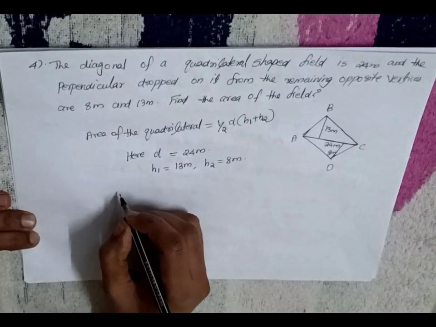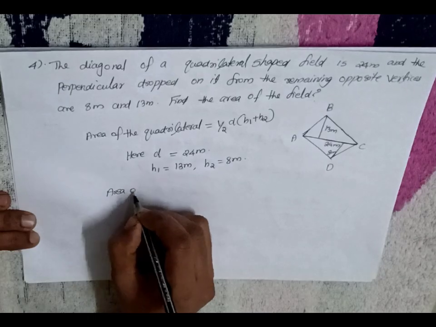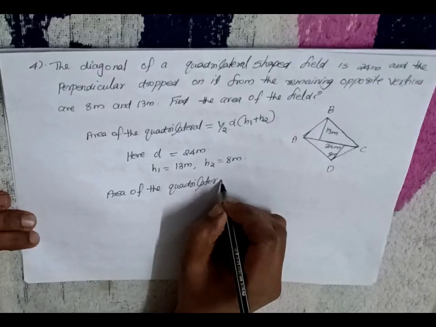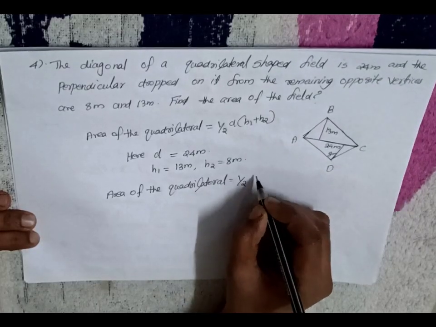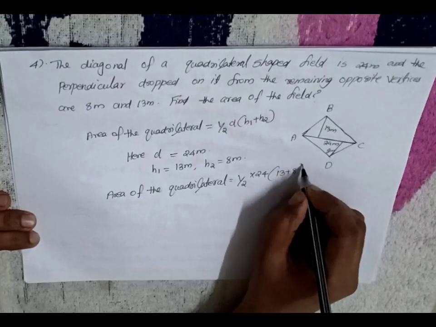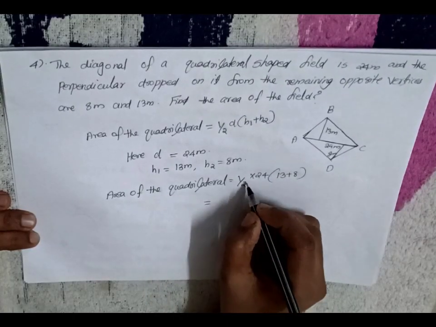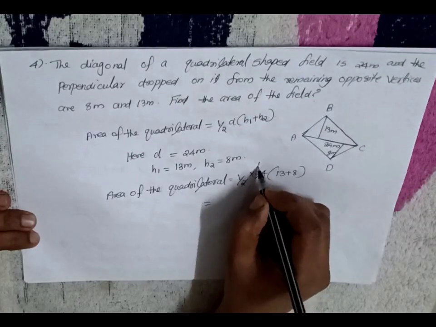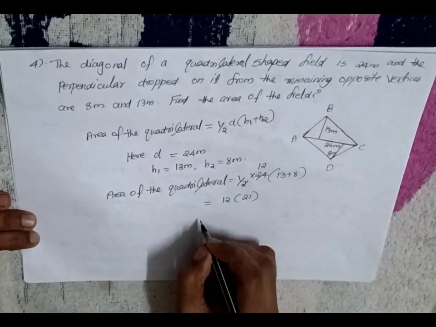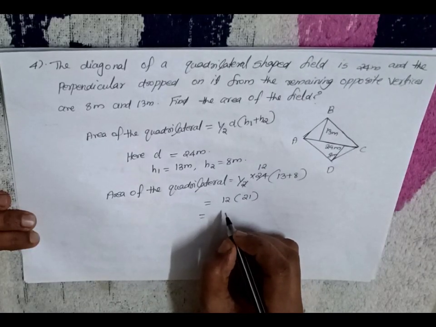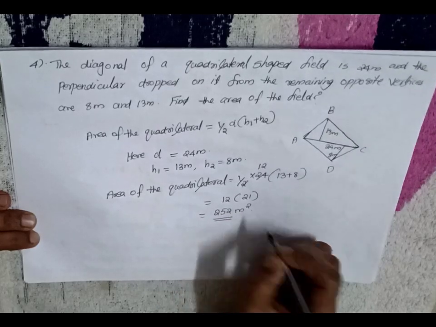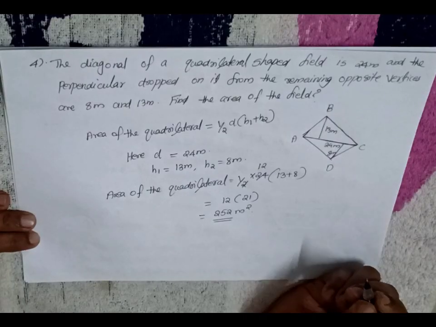Therefore, the area of the quadrilateral equal to half into d, that is 24, into (h1 plus h2), that is 13 plus 8. That is equal to 24 divided by 2, that is 12, into 21. That is equal to 252 meter square. Therefore, the area of the quadrilateral is 252 meter square.